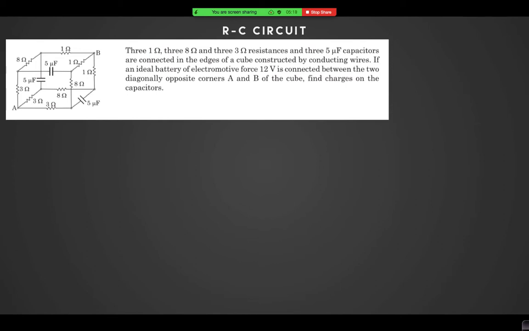Sir, 50 microcoulomb. Each? No, I don't think 15 microcoulomb will be the answer. Sir, 45 each. No, I don't think so.